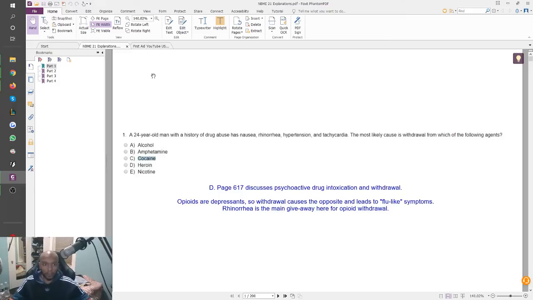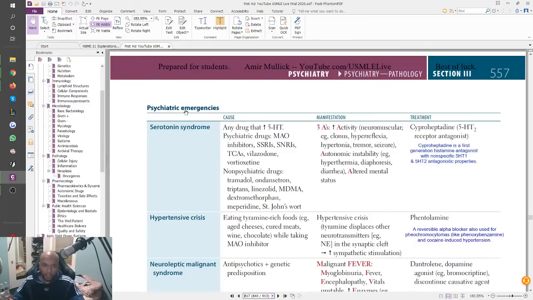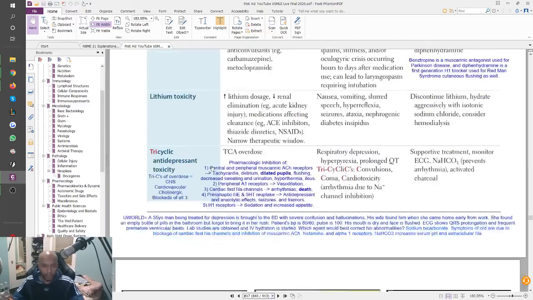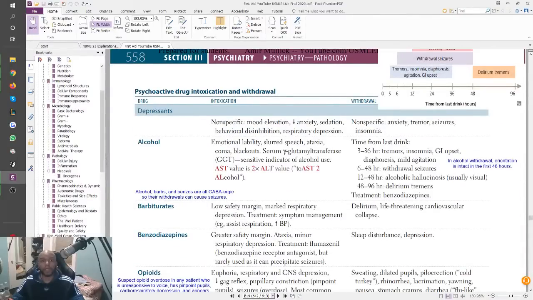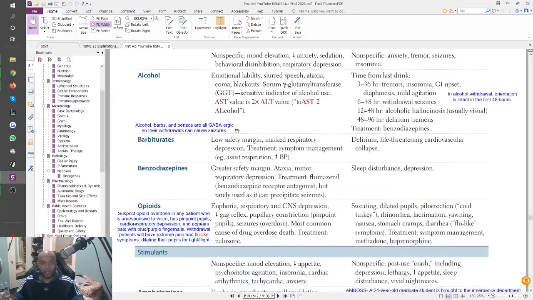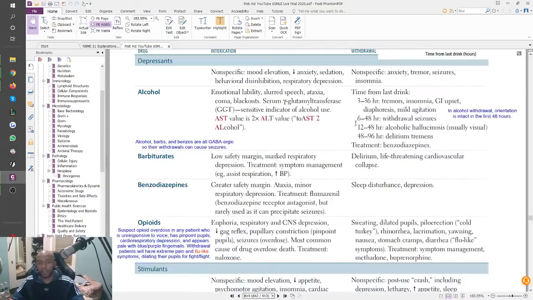So let's take a look at this page. There's a page in First Aid under psychiatry where they tell you about all the different drugs, right? Psychiatric emergencies. Well, psychiatric emergencies is one thing, but right here, psychoactive drug intoxication and withdrawal, right? So we're looking at opioids. And remember, the left side is intoxication, right side is withdrawal.